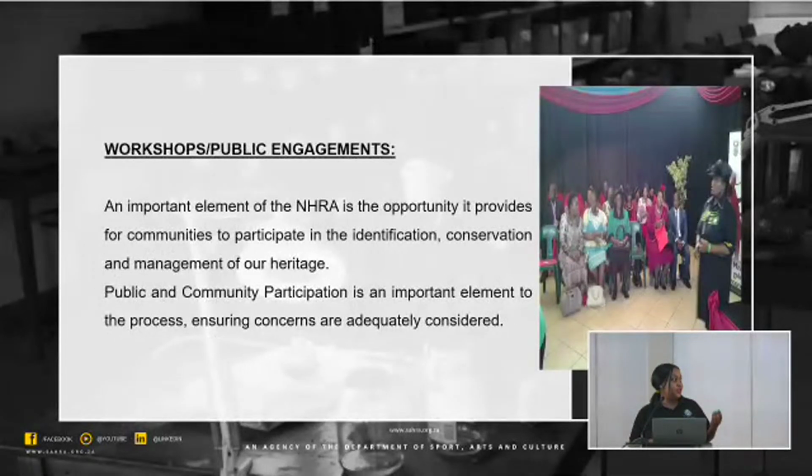So our important element is to host workshops and public engagements. This is to ensure that people are aware of the SAHRA processes and that we exist, and the processes to follow. And to have such seminars for departments, like the DMR. There are so many organizations and departments that need these workshops.